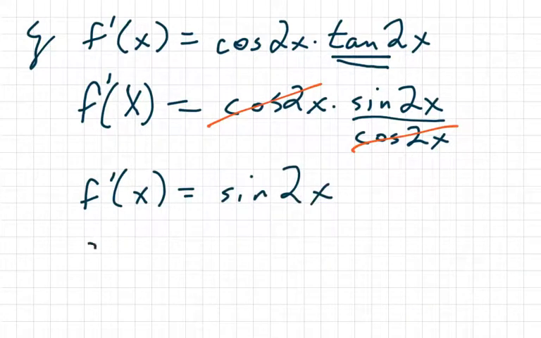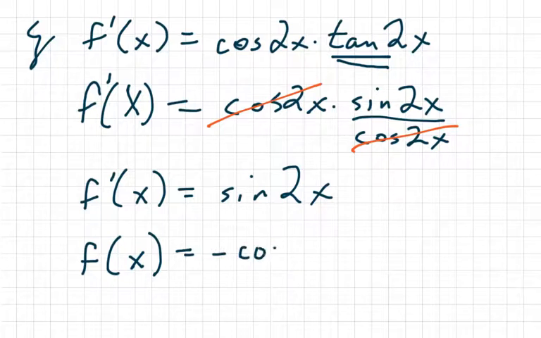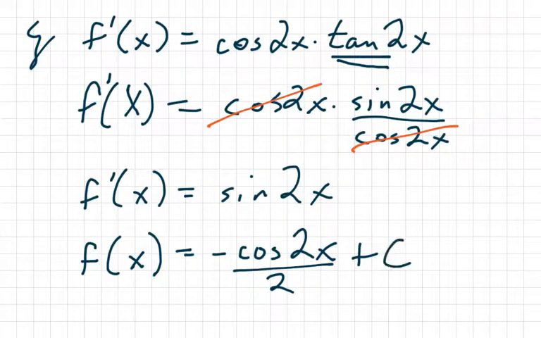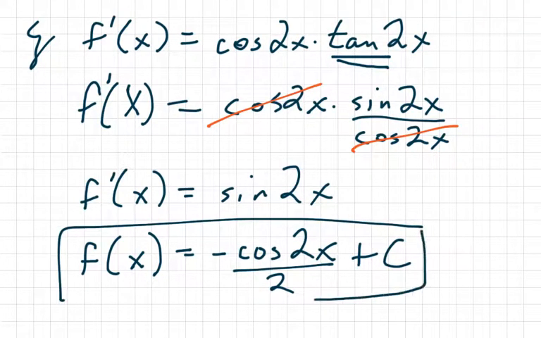Now we can say the antiderivative of that is the negative cos 2x over 2. Because again, the derivative of cos is negative sine. This happens to be a positive sine, so it must have been a negative cos when we did that. And plus our constant. So again, just following the rules: what's the antiderivative rule of sine kx? It's negative cos kx over k.